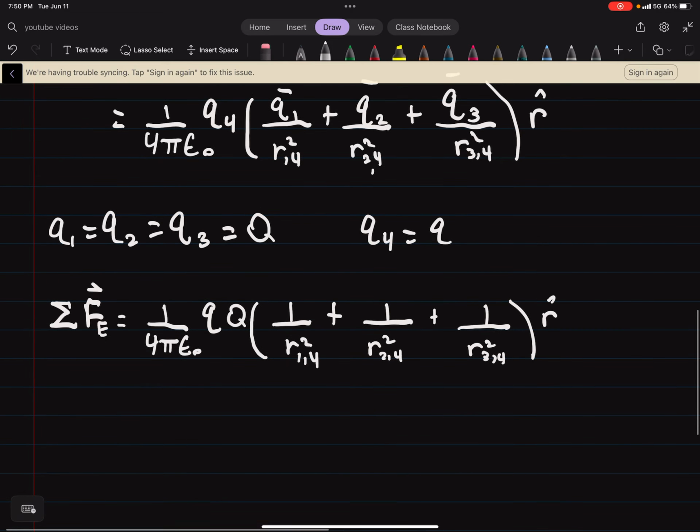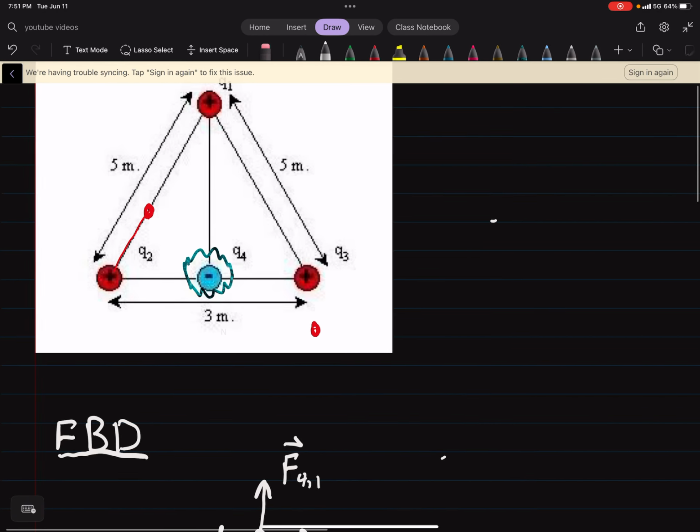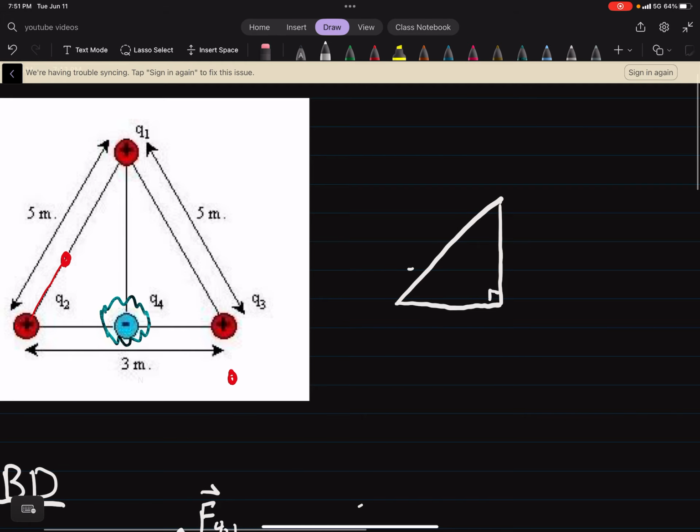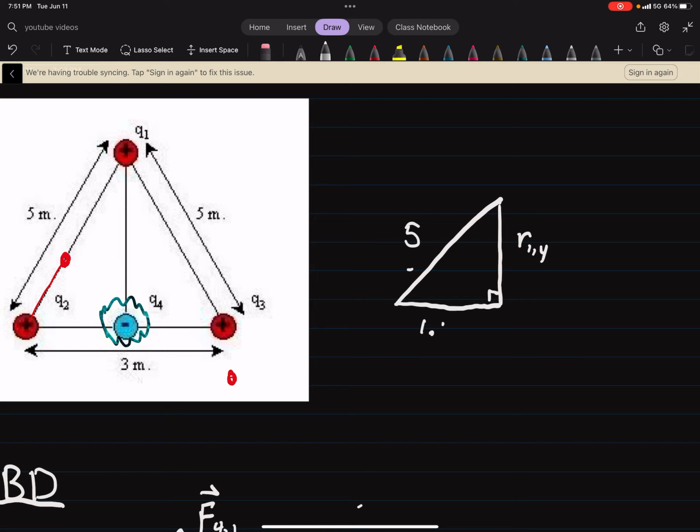So we have 1 over 4 pi epsilon naught, little q times big Q. And the distance between 1 and 4, well, in this example, we can see that this is a right triangle, or this is the hypotenuse of 5. This is our 1, 4. And then this would be half of 3, so 1.5.